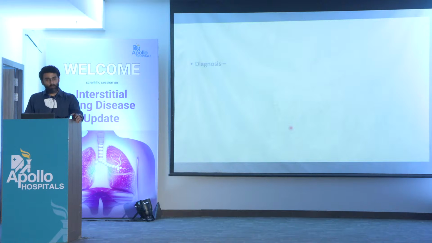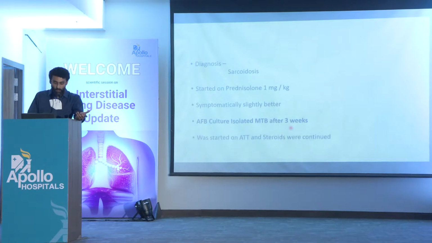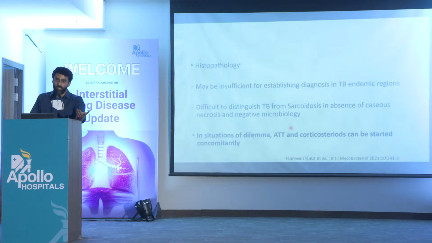So are we confident in making a diagnosis now? Somewhat, yes. With all features, with such a CT finding, and with all molecular tests being negative for tuberculosis, we labeled the patient as sarcoidosis and started treatment. She improved slightly. However, the AFB culture came positive after 3 weeks. So the patient was started on ATT and steroids were continued. So in situations of dilemma, ATT and corticosteroids can be started concomitantly.